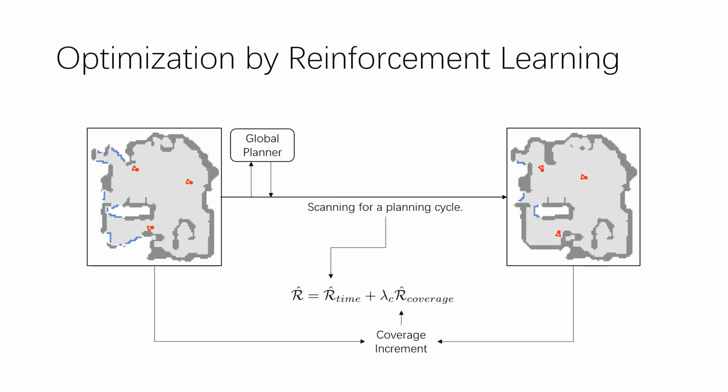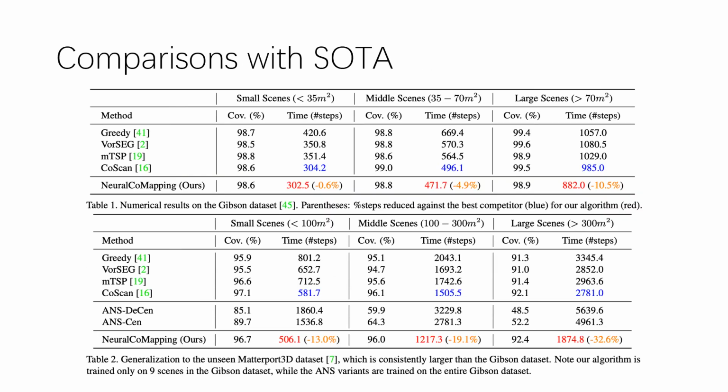We optimize the MGNN together with the differentiable linear assignment layer by punishing unnecessary time steps and rewarding the coverage increment via reinforcement learning. We compare our algorithm with several state-of-the-art multi-robot active mapping approaches and adapted reinforcement learning baselines. Experimental results demonstrate the superior performance and exceptional generalization ability of our algorithm on various indoor scenes when only trained with 9 indoor scenes. Thanks for your attention.